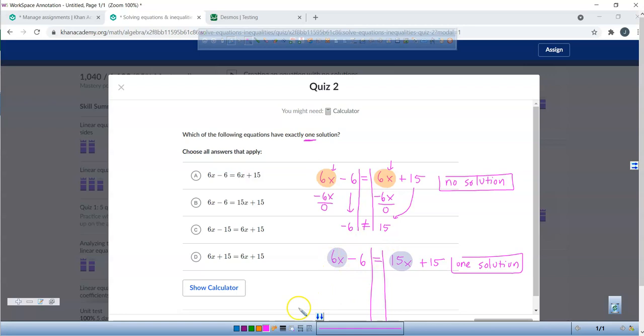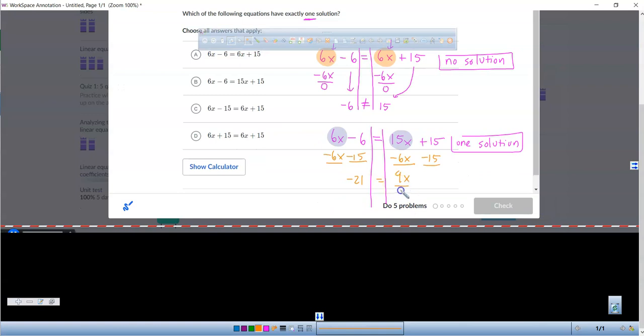So let's go ahead and solve it real quick. Let's take away a 6x. Take away a 6x. 15 minus 6 is 9, right? Take away a 15. Take away a 15. We get negative 6 minus 15. That's negative 21. And then if we divide both sides by 9, our answer for x is this improper fraction, negative 21 over 9. So we have one solution. That's the solution to this particular equation by just solving it out.